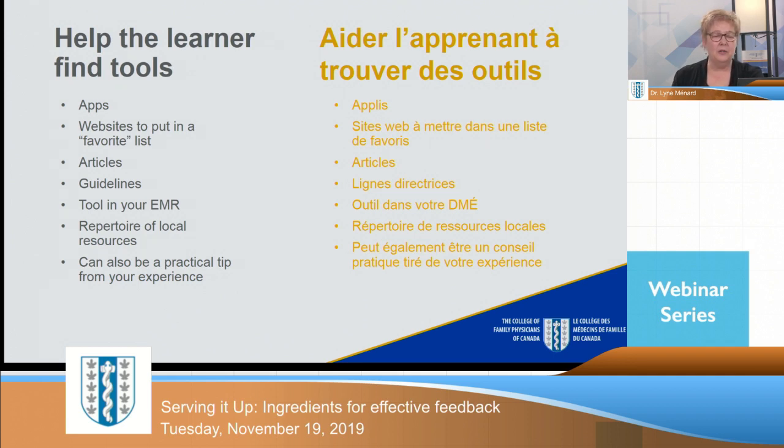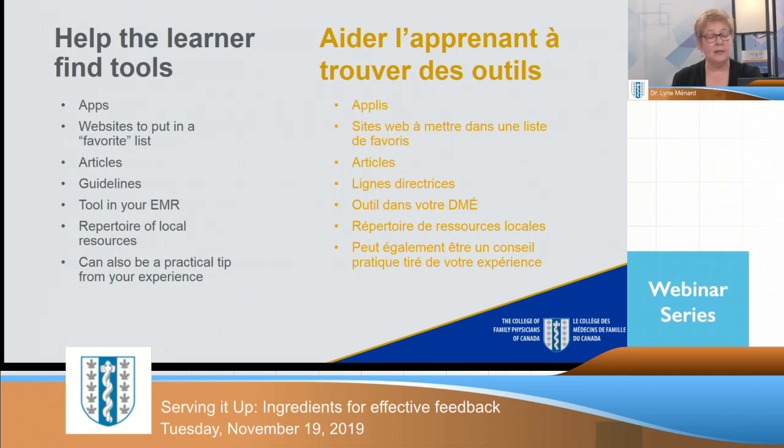Then you might want to help your learner build their toolkit. You might know of a really good app or website that you can recommend, or a good review article or guideline. You can share your repertoire of local resources and tips from your own experience. If you suggest reading, please suggest a specific article if possible, or at least try to be precise on what you want the learner to focus on. For example, instead of saying read up on headaches, you could say read up on the prophylactic treatment of migraine.